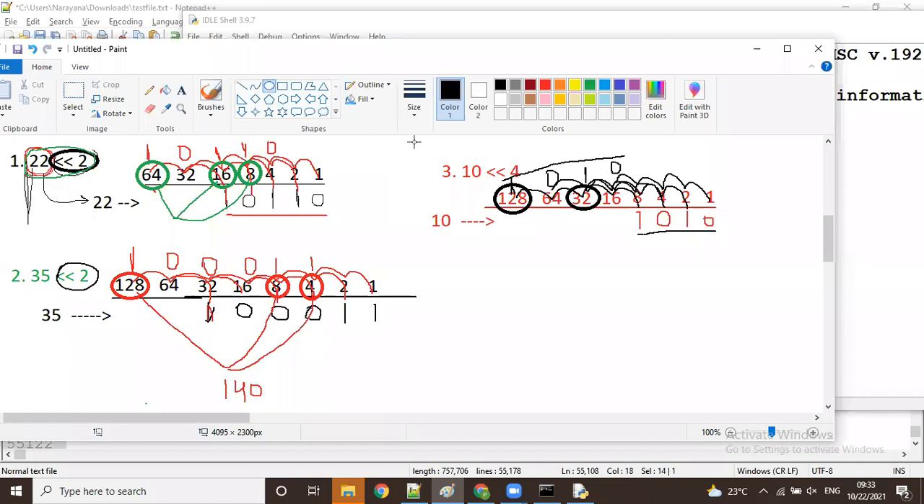Let me know, guys. Everybody is clear? All of you, I explained 3 examples, guys. I think the first example, almost all understood.